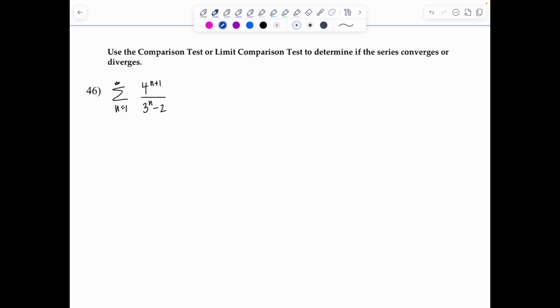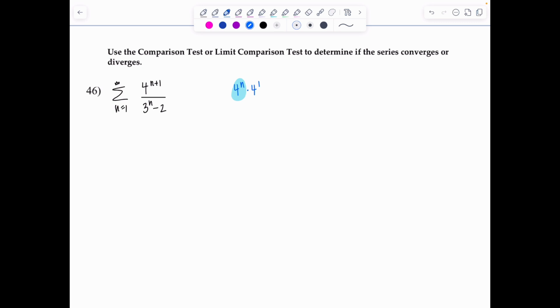So here we have the sum, n equals 1 to infinity, 4 to the n plus 1 over 3 to the n minus 2. Again, don't freak out. Just look at who's running the show in the numerator and the denominator. So 4 to the n plus 1, that's the same as 4 to the n times 4 to the first. So basically 4 to the n is the exciting part, this constant 4. And then 3 to the n minus 2. The minus 2 we don't really care so much about.